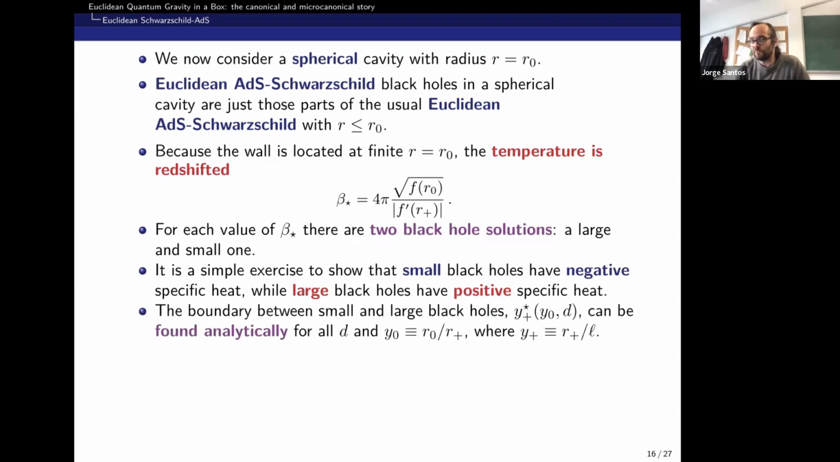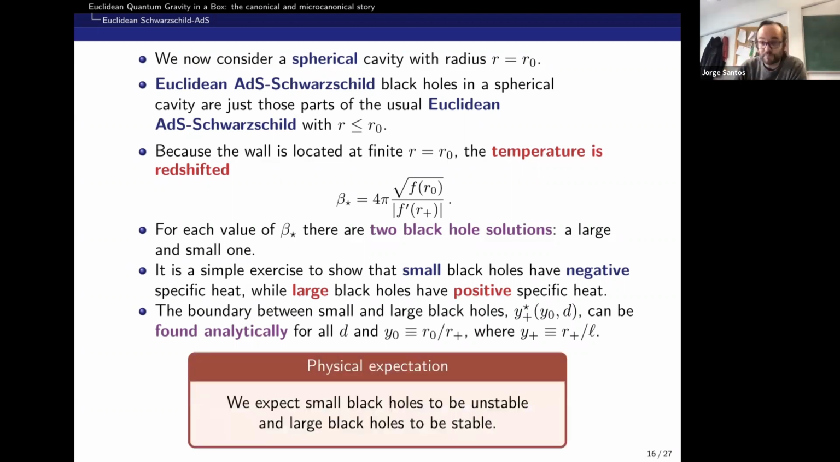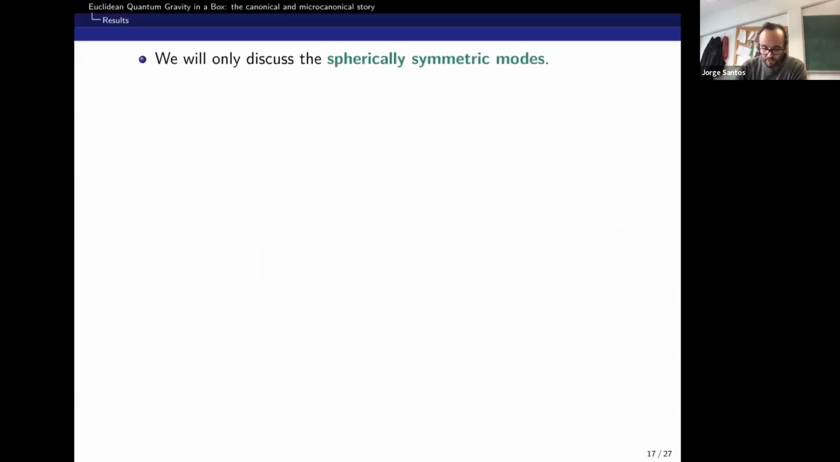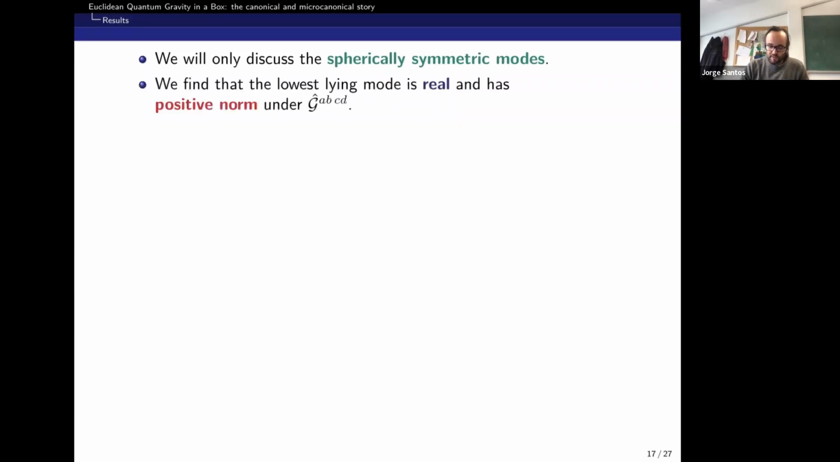We can determine the separatrix between these two as a function of the black holes and as a function of the cosmological constant. And we expect the negative modes to stop existing, or stability regions to be such that if the specific heat is negative, it should be unstable. If the specific heat is positive, it should be stable, right? Well, let us see what we got. We'll only discuss here the spherically symmetric modes. We can generalize this.